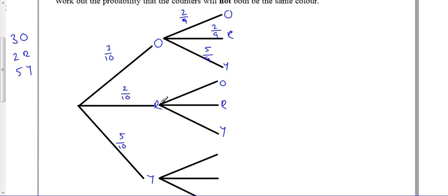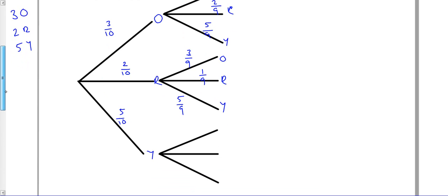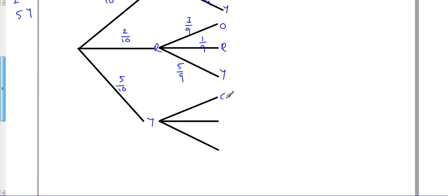However, if I picked a red first time, I still have 3 orange, so this one becomes 3 out of 9, this one becomes 1 out of 9, and then this one becomes, well, there's still 5 yellow, 5 out of 9. And then look at the bottom one, orange, red, yellow, well, still 3 orange, so it's 3 out of 9, 2 out of 9 red because they remain untouched because the first pick was a yellow on this branch, and on this branch it'll become 4 out of 9.